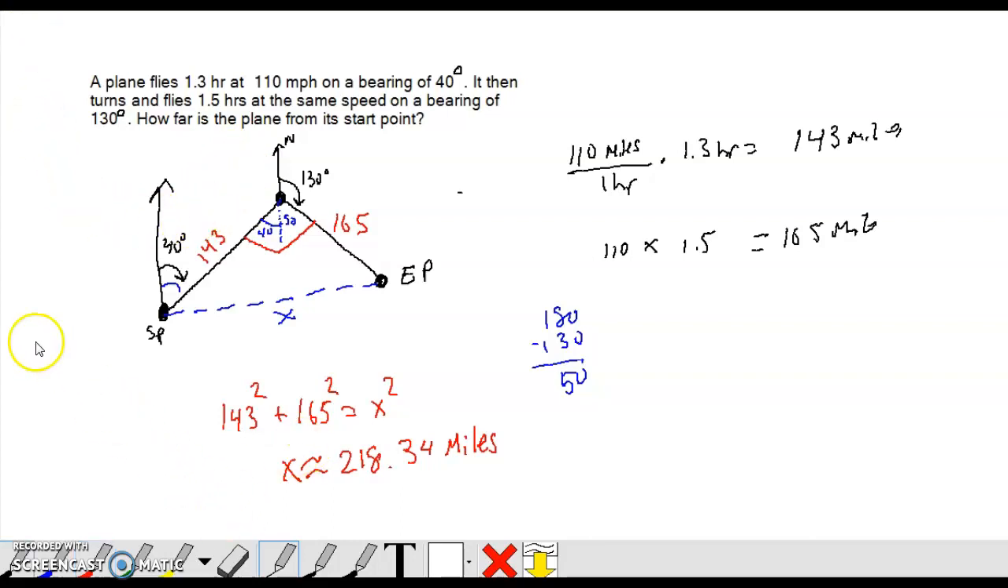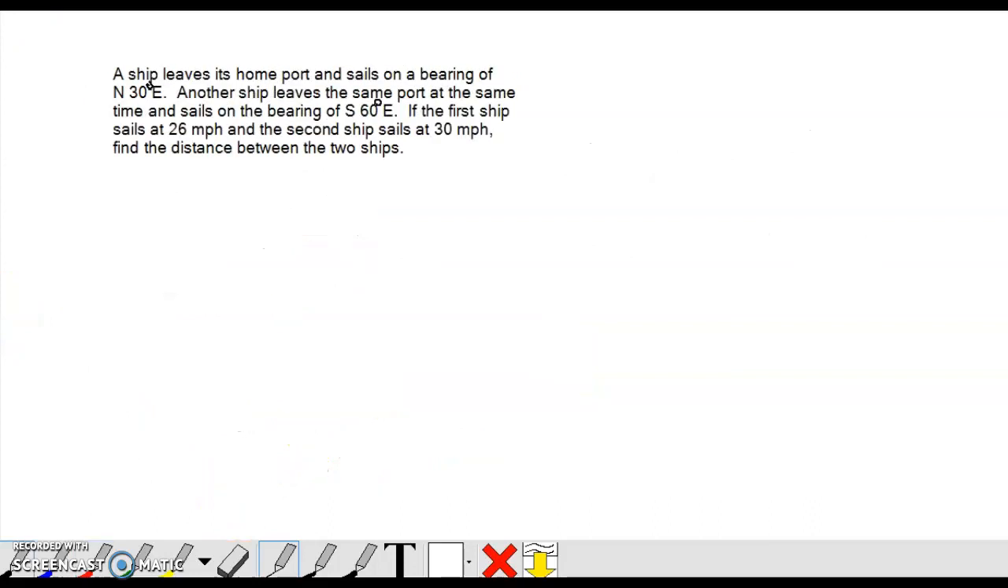All right, so let's do one more, a little bit with bearings. All right, so here's this problem. A ship leaves its home port and sails on a bearing north 30 degrees east. Another ship leaves the same port at the same time and sails on a bearing of south 60 degrees east. If the first ship sails at 26 miles per hour and the second ship sails at 30 miles per hour, find the distance between the two ships.